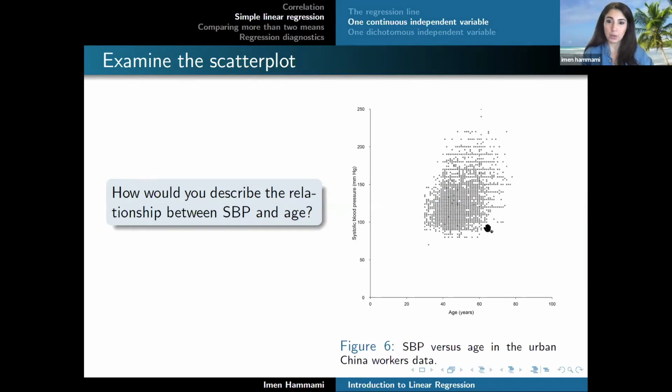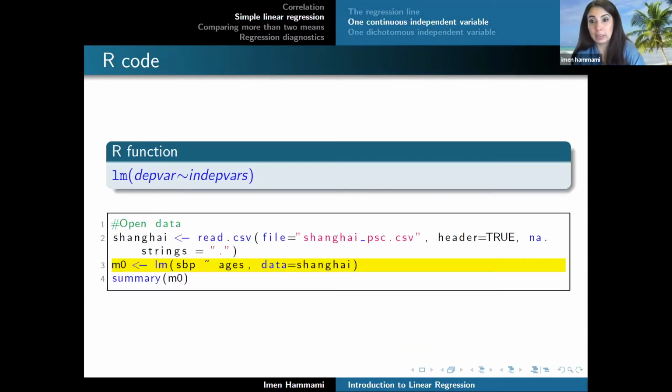Okay, so this is showing SBP, systolic blood pressure versus age. It's really hard to tell whether it's linear or not, so I'm going to assume that. But I can test and check that. This is one of the assumptions that I can test. For the moment, I'm just going to assume it's linear.